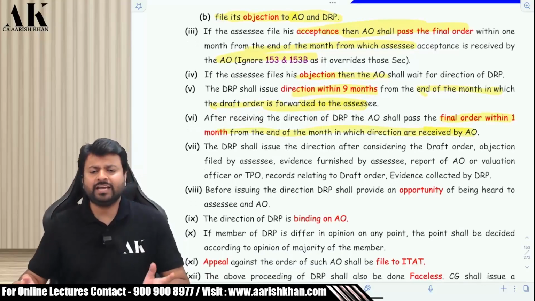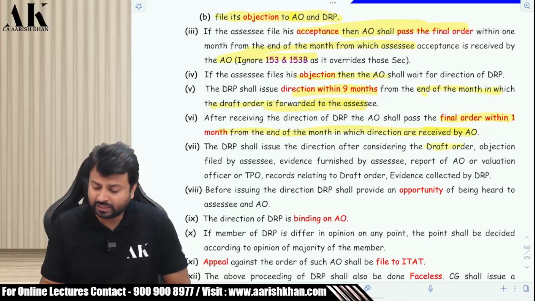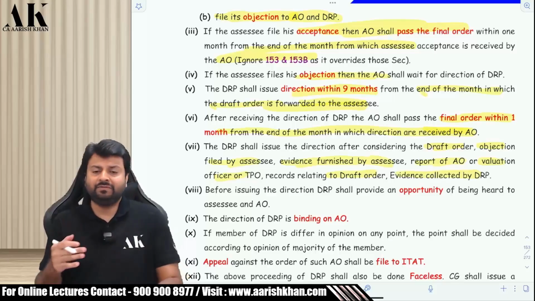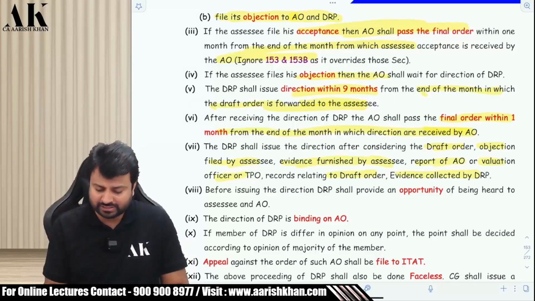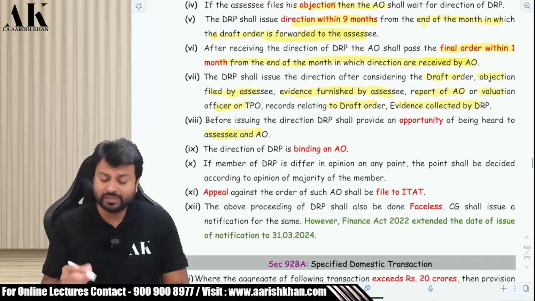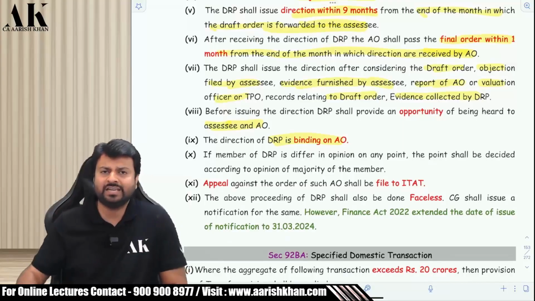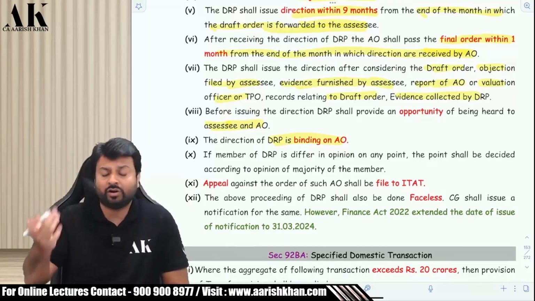Okay. Now, how will the DRP pass the order? How will the DRP issue the direction? DRP will issue the direction by looking at the draft order, the objections filed by the assessee, evidence furnished by the assessee, and the report of the AO, valuation officer, etc. All these things will be considered. DRP will give an opportunity of being heard to the assessee and the AO, obviously, before passing the order. The DRP's direction is binding on the AO. It is not binding on the assessee. The assessee can appeal later against the order of the AO to the ITAT.